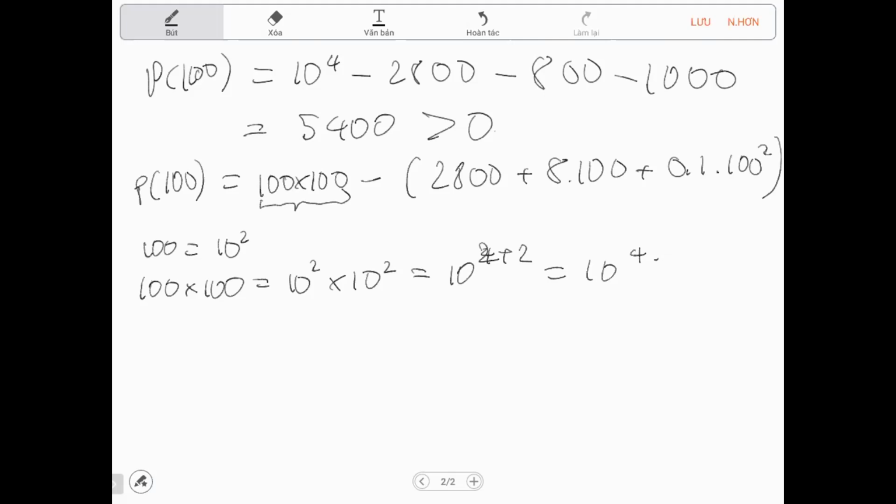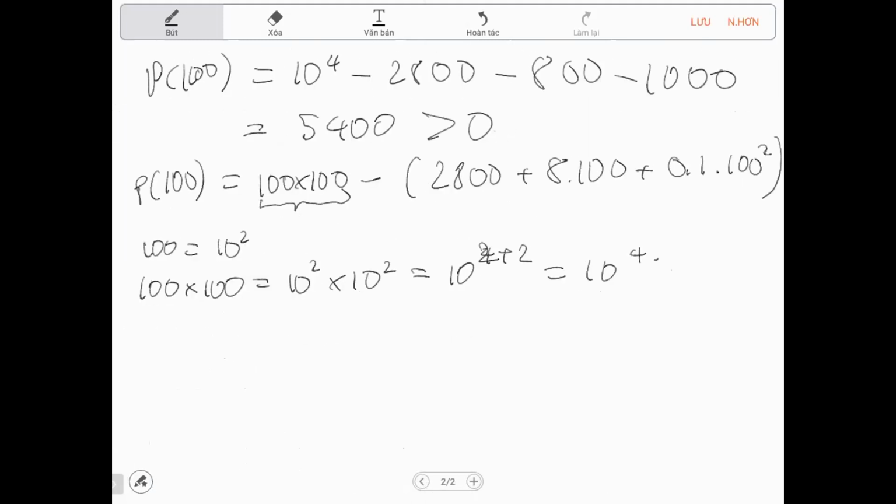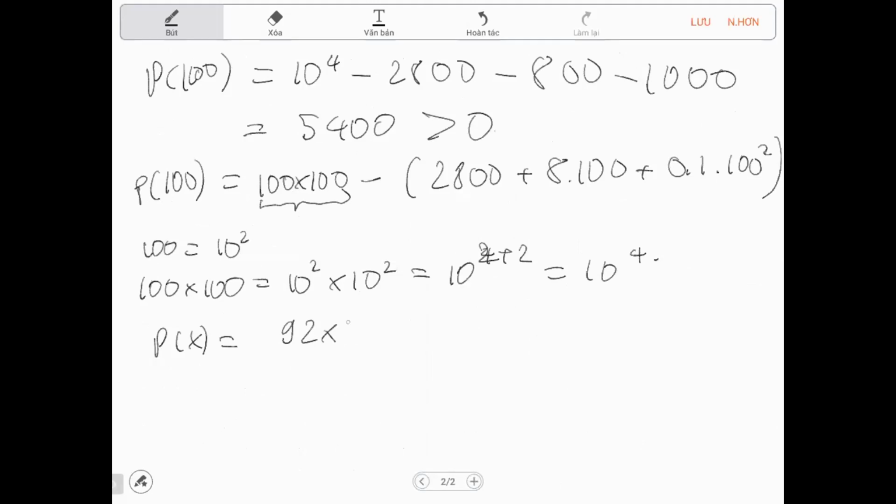Student: Would you find the vertex to find the optimal values? Yeah. The first thing you have to do is simplify this quadratic function, which is 92x minus 0.1x squared minus 2,800. There are two ways to do it. You can draw the graph and look at the graph, but the graph is kind of messy and hard to draw.